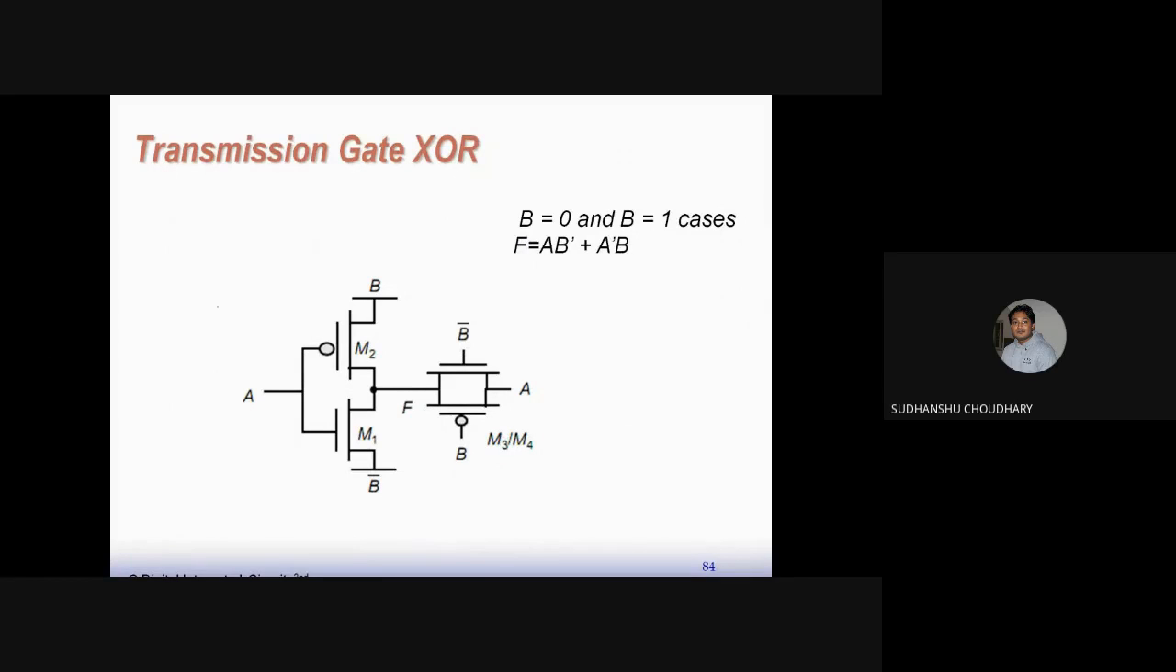Now, similar to a multiplexer, one can also think of using the transmission gate to implement any other logic. For example, a XOR gate can also be implemented using a transmission gate.